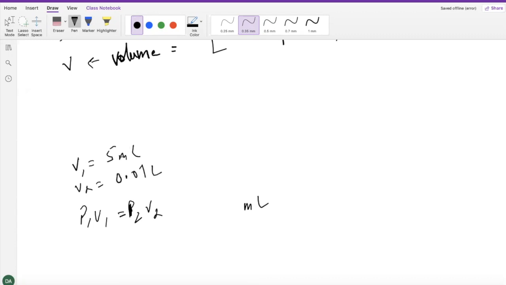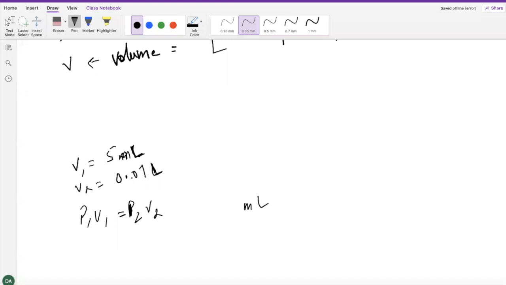So this is milliliters, and this is liters. Now, if you are given this, you gotta match them, okay? Either change this mL to liters or change this liters to mLs. It doesn't matter which one we pick. Which one you pick will either depend on the question or it's not gonna matter.